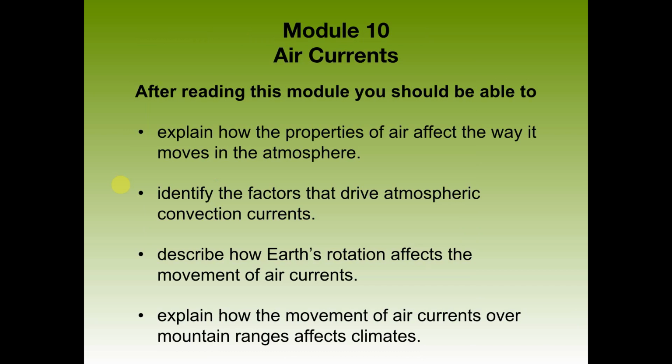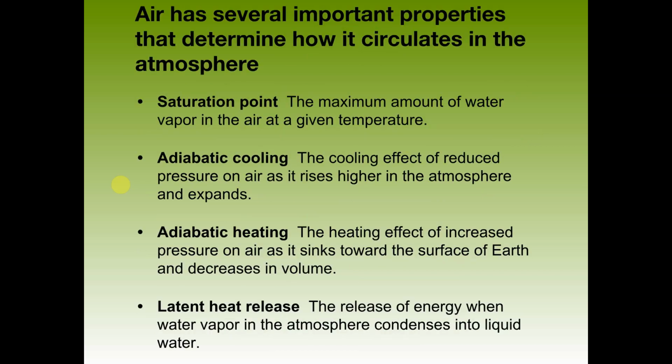Okay, Module 10. This is about air currents. So talking about why there is wind. So explaining the properties of air and how it moves in the atmosphere, identifying the factors that drive atmospheric convection currents, describing Earth's rotation and how that affects air currents, and how air currents move over mountain ranges. So air has several important properties, and these are some things that you should know and we'll talk about as we go through here.